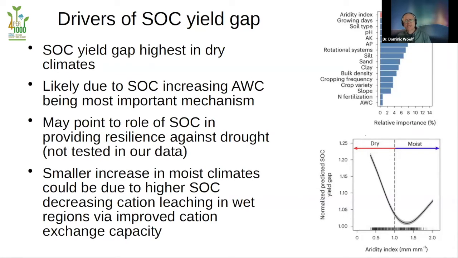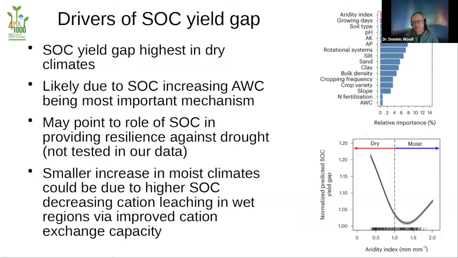Although we weren't able to test that in this particular study, this indicates that the improvements in water holding capacity from adding soil organic carbon are not only the most important mechanism, but could point to a role of soil organic carbon providing resilience against droughts. We didn't actually have any drought events that we could use to test that in these data, but clearly the importance of soil organic carbon in managing water resources is a key factor here. So I think we could also expect to see yield stability and drought resilience as being big factors as well.